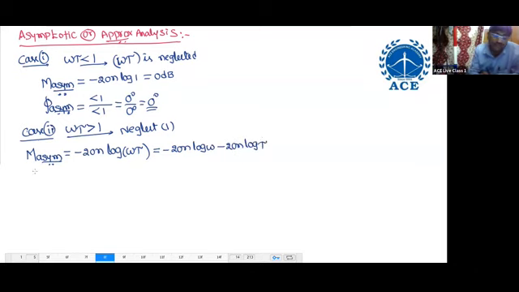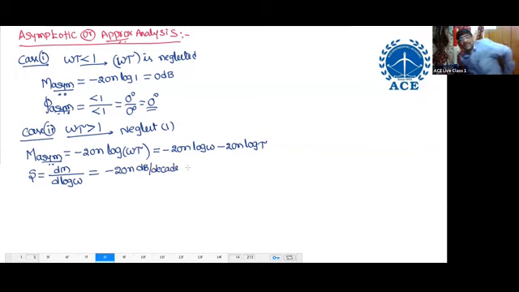Now find the slope. Slope equals dM by d of log omega. So come on, if you use slope, what happens? Tau is constant, so it becomes 0. That means what I will get? Minus 20n dB per decade. Slope equals minus 20n dB per decade. Slope we got is minus 20n.